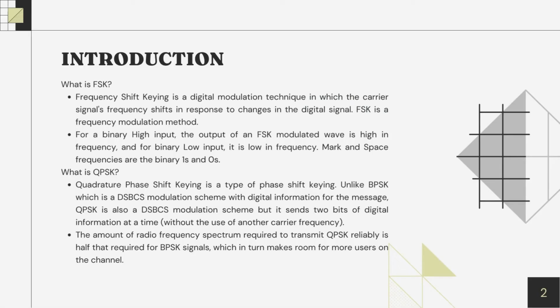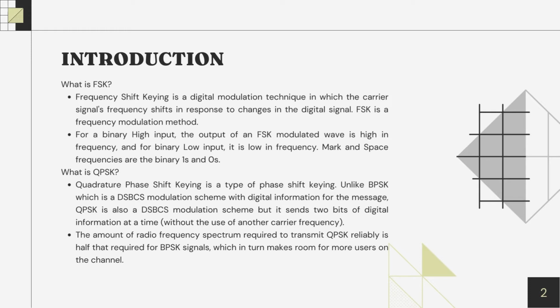What is FSK? Frequency shift keying is a digital modulation technique in which the carrier signal frequency shifts in response to changes in the digital signal. FSK is a frequency modulation method. For a binary high input, the output of an FSK modulated wave is high in frequency, and for binary low input, it is low in frequency. Mark and space frequencies are the binary ones and zeros.